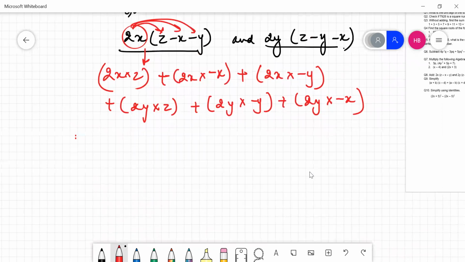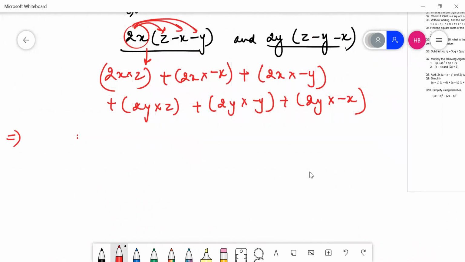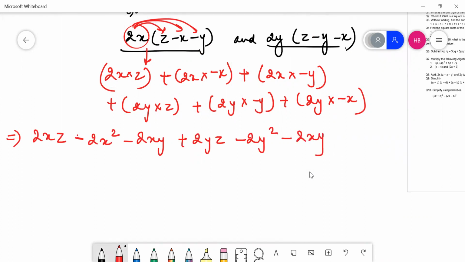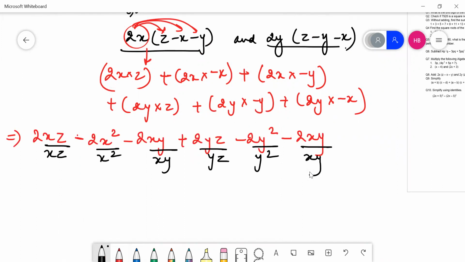It will become, I'm just going to simplify and write it here: 2xz minus 2x square minus 2xy plus 2yz minus 2y square minus 2xy. Okay, now I'm going to take the like terms together. So here the terms are xz, x square, xy, yz, y square, xy. Let's take them one by one.